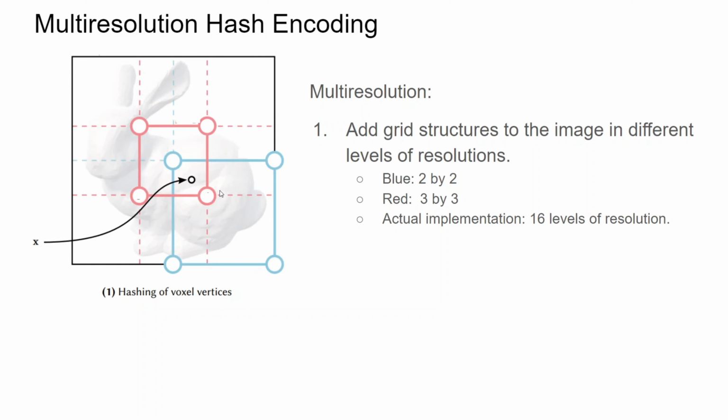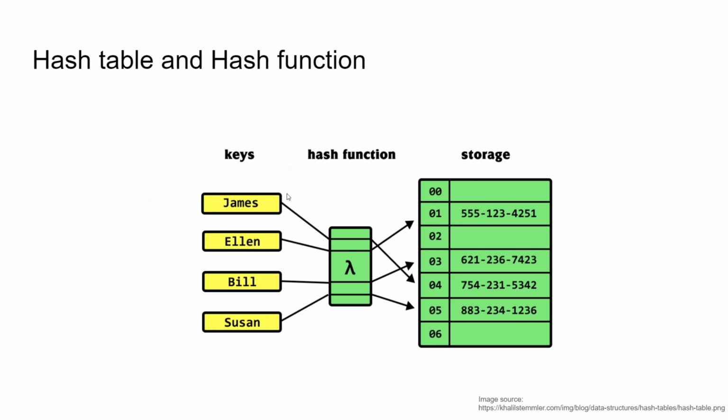Here, for simplicity, we only add 2 levels of resolution, the blue grid, which is 2x2, and the red grid, which is 3x3. In actual implementation, the author uses 16 levels of resolutions. And before the next step, I want to bring back your memories on hash tables.